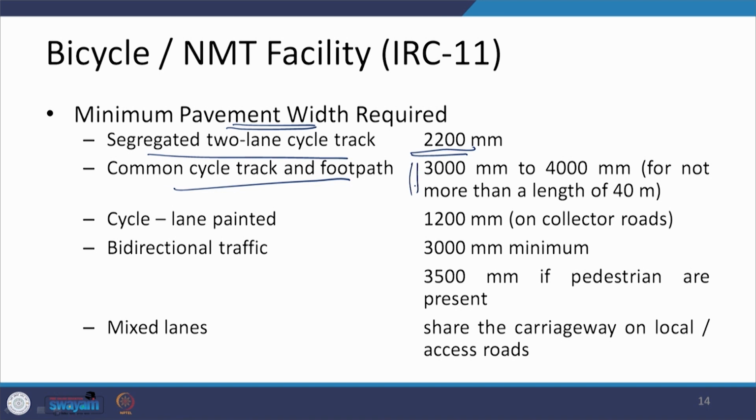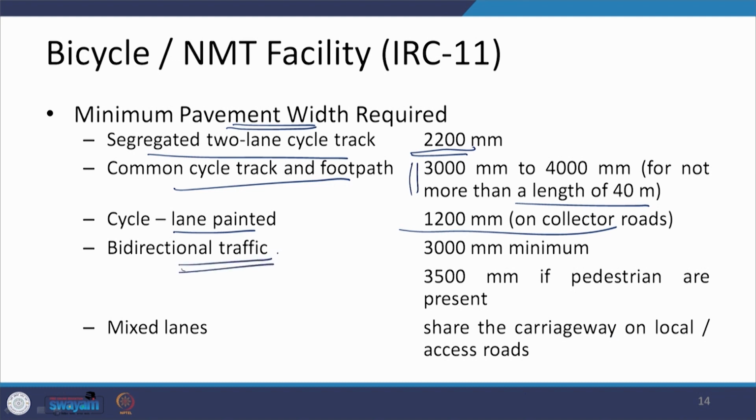But if this combination is there, as far as possible they should not be taken together for a length more than 40 meters, and we should try to have a separation of these movements also. If there is a painted cycle lane, meaning a continuous white strip is being provided and we are demarking it, then it is going to be 1.2 meters or 1200 mm, usually provided on the collector roads as we discussed previously too.